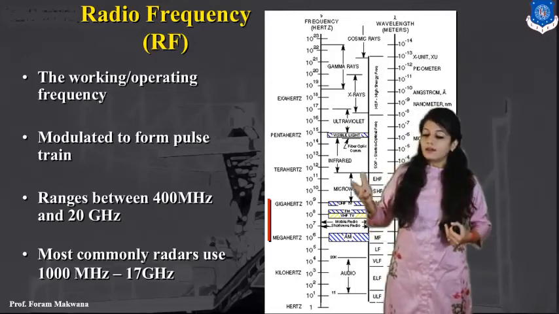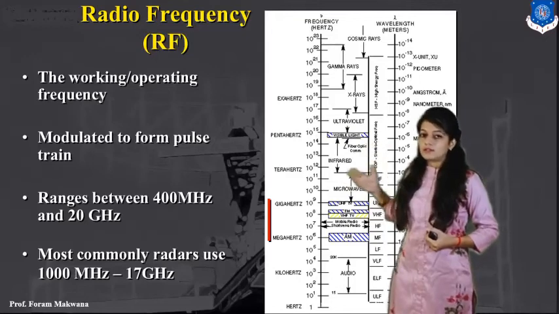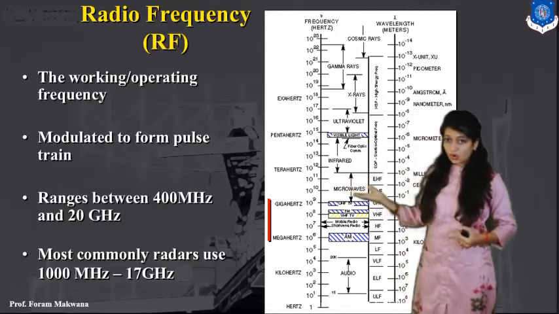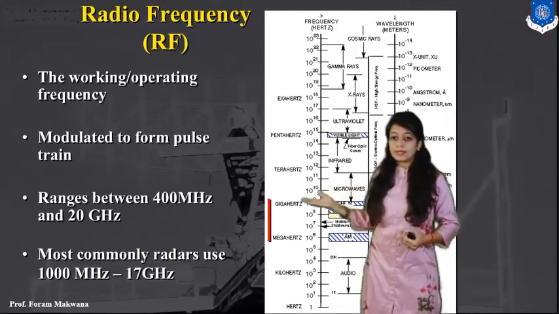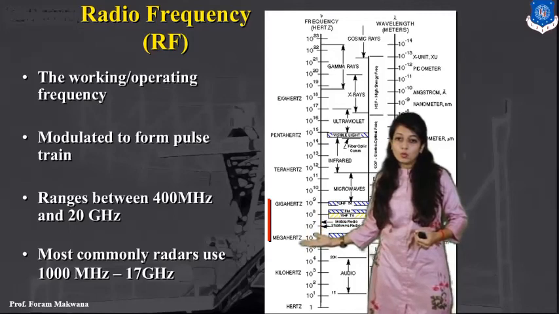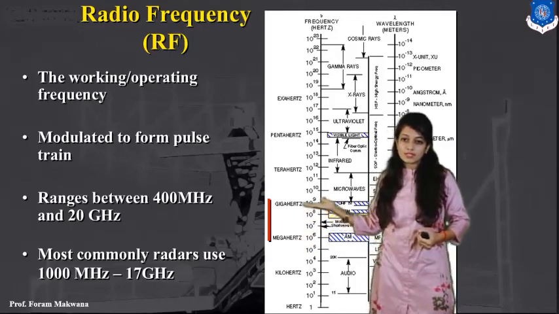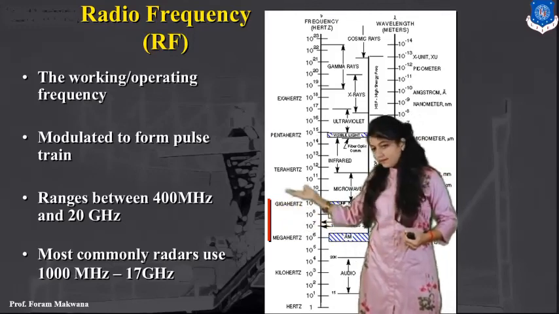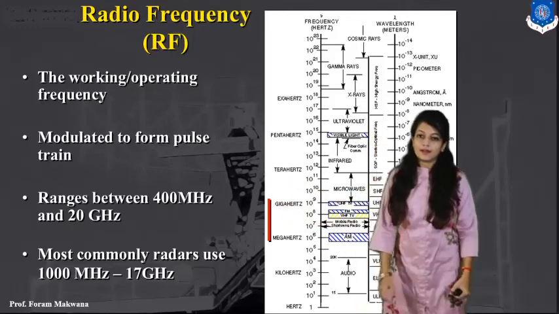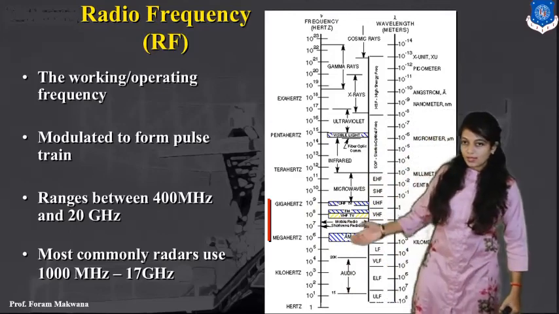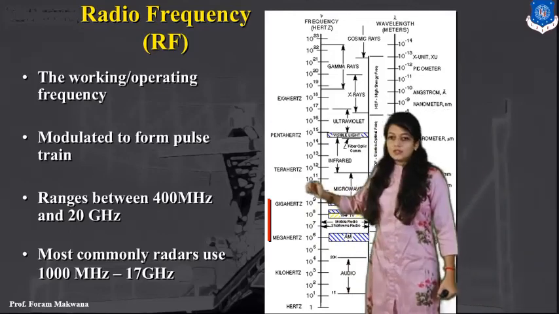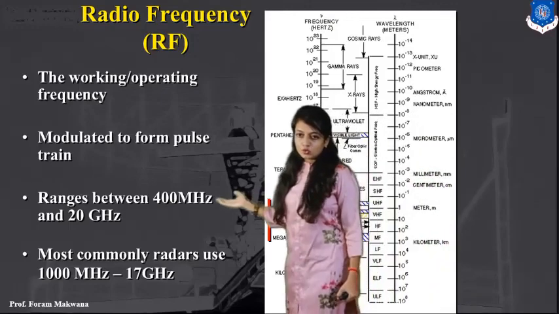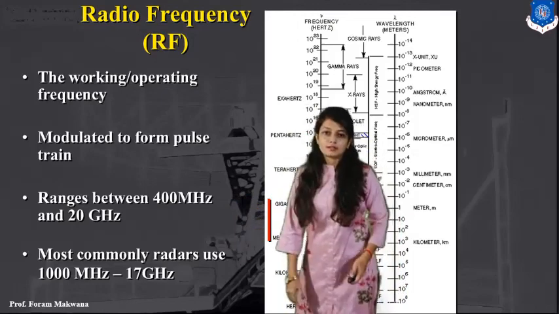So my wavelength is going to reduce. Alright? The most commonly used radars operate at a frequency of 1000 megahertz to 70 gigahertz. The red bar shows the operating frequency of radar. Alright? And we can say that the ranges can be between 400 megahertz to 20 gigahertz. Alright?